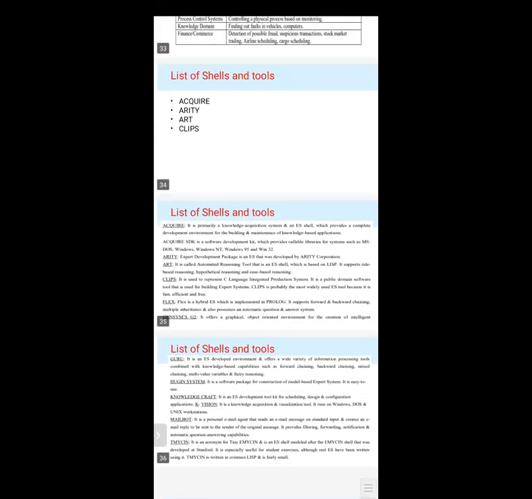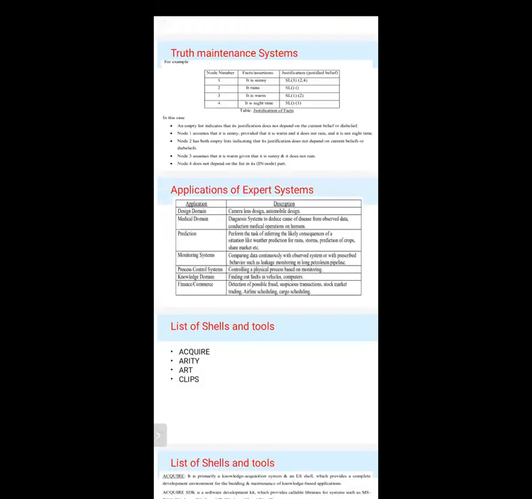Okay, so next topic is applications of expert systems. Coming to the applications of expert systems, the applications here are design domain, medical domain, prediction, monitoring systems, process control systems, knowledge domain, finance or commerce. So these are the applications of expert systems.